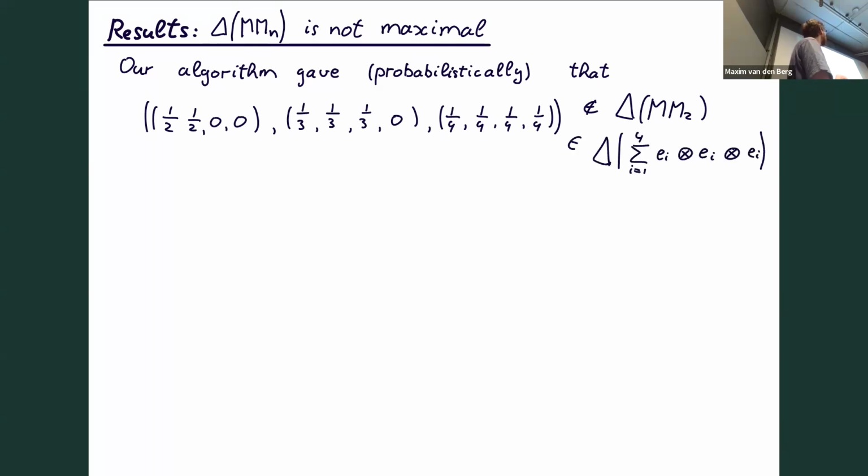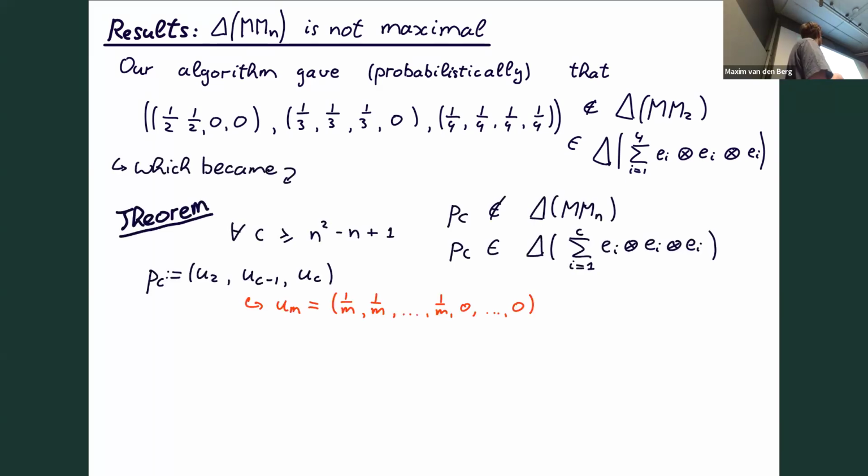While this unit tensor, or for quantum people this would be like a GHZ state of order 4, did in fact contain it. So this polytope is strictly smaller than this one. This actually inspired us to come up with the following general theorem: we found a point P_C, for some values of C, that does not lie in the polytope of matrix multiplication, but it does lie in this unit tensor one. And what's this point? It's basically this point here.